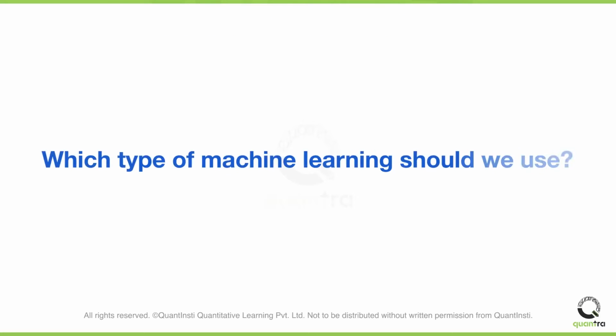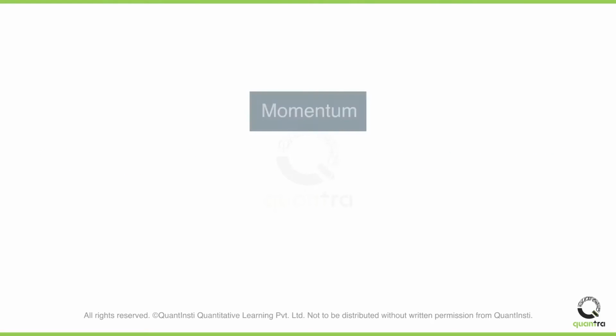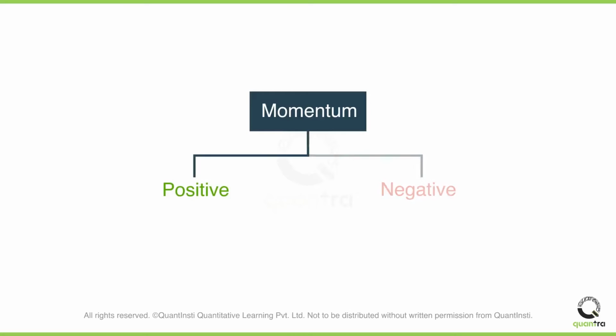Which type of machine learning model should we use to capture momentum? Classifier or regressor? As our task is to predict the positive or negative momentum, we will use the classification models.